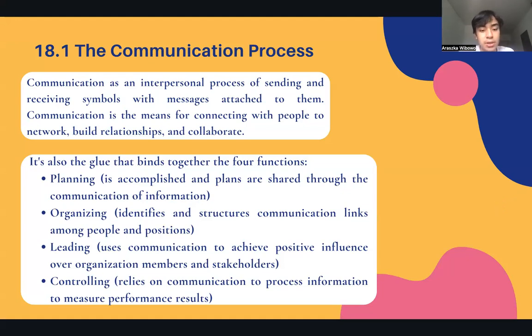Planning is accomplished and plans are shared through the communication of information. Organizing identifies and structures communication links among people and positions. Leading uses communication to achieve positive influence over organization members and stakeholders. And last, controlling relies on communication to process information to measure performance results.